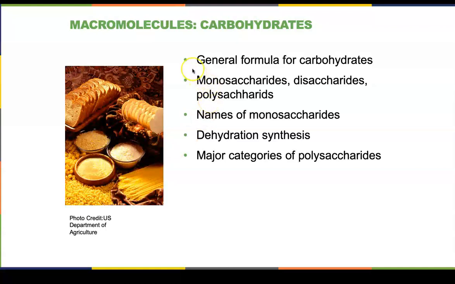In this lecture, we'll start by going over the general formula for carbohydrates. We will then make sure you know the difference between three categories: monosaccharides, disaccharides, and polysaccharides. We will go over some more specific naming for monosaccharides that will tell us how many carbons are in each. We will talk about how polysaccharides and disaccharides are formed by the process of dehydration synthesis, and we will end by going over some major categories of polysaccharides.